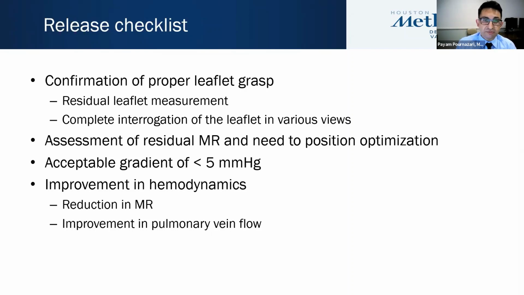Checking the gradient on a regular basis to make sure that the gradient is less than 5 millimeters of mercury. And also again improved hemodynamics, including a reduction in MR, looking at the pulmonary vein flow and the LVOT gradient.